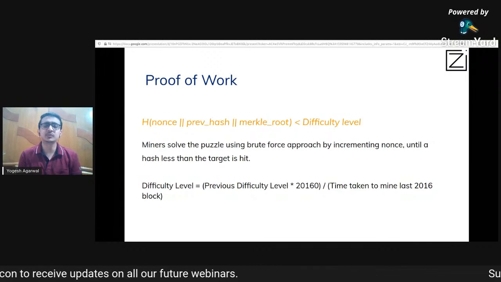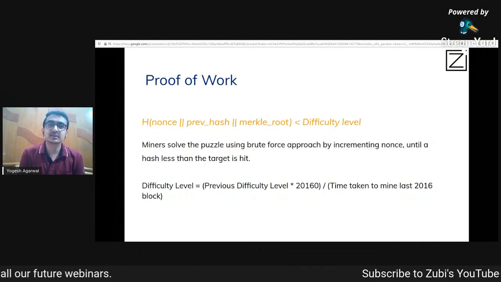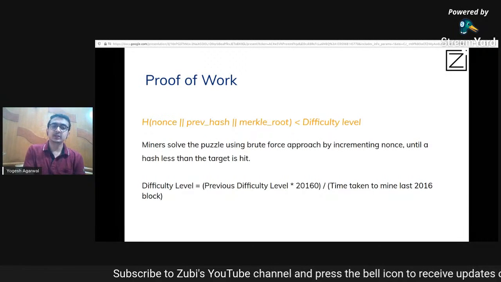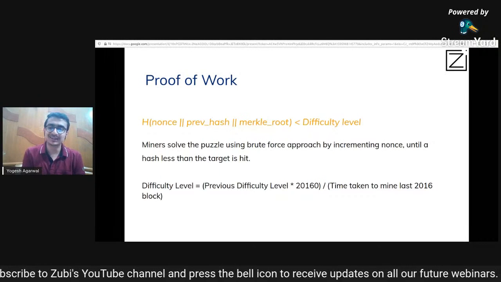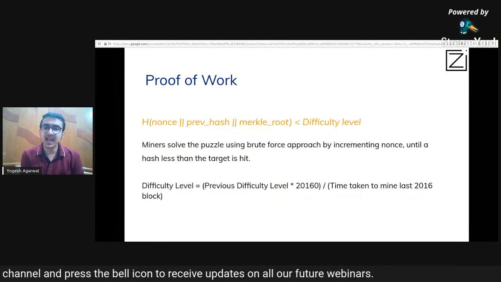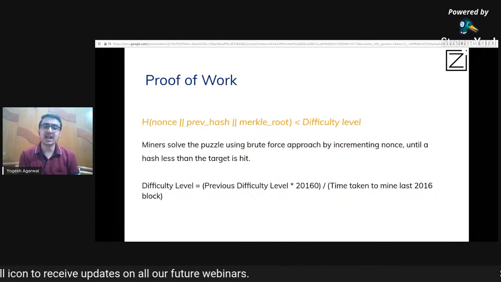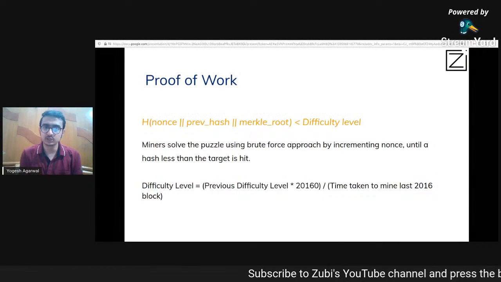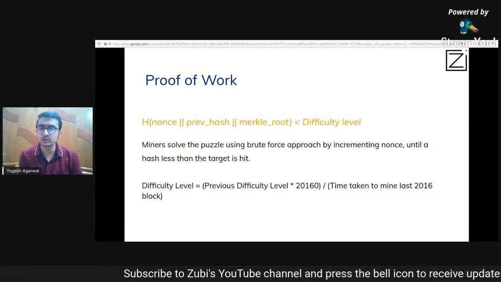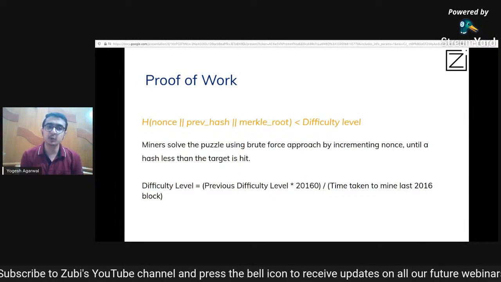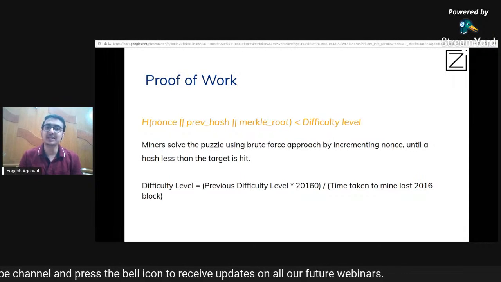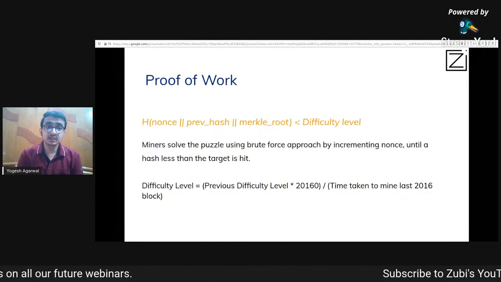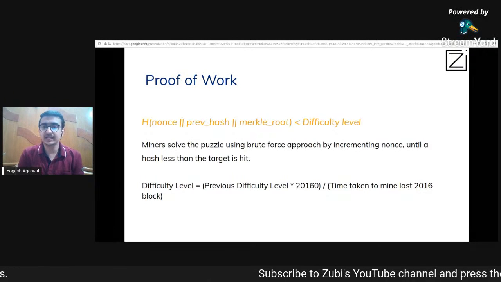So in simple terms, maybe you can think that it is referring to the contents of that particular block. So we are taking the nonce, the hash of the previous block, and the contents of the current block, and the miner hashes them. They keep on hashing again and again by increasing the nonce, because the previous hash and Merkle root will remain the same. They just keep increasing the nonce, because that is a random value, till the value is less than the difficulty level.